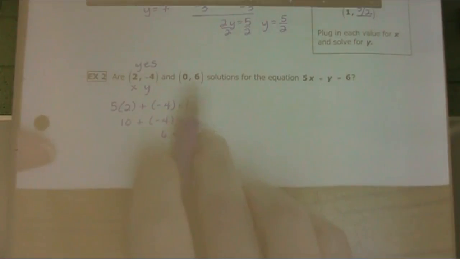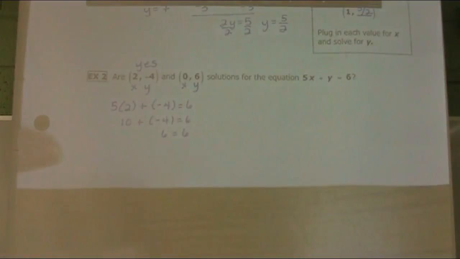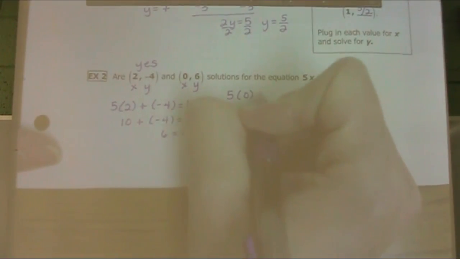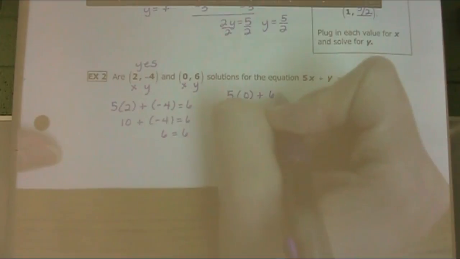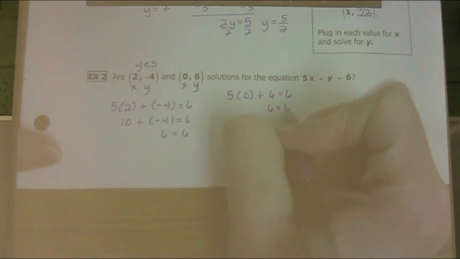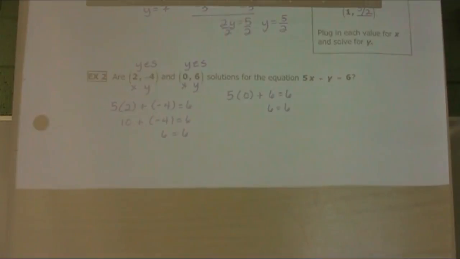Next, I'm going to do 0 and 6. Remember, 0 is the x value, 6 is the y value. So I have 5 times 0 plus 6 equals 6, which gives me 5 times 0 is 0. So I just have 6 equals 6. And yes, this would be a solution.